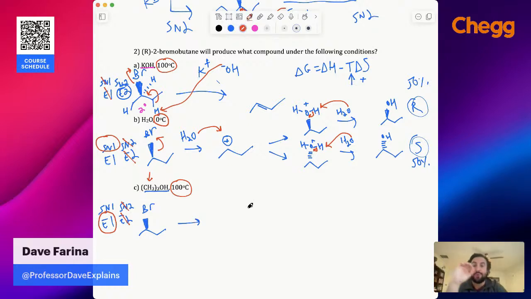So the first step of both SN1 and E1 is the same. The leaving group leaves. So here's our carbocation. Now, here's the thing.